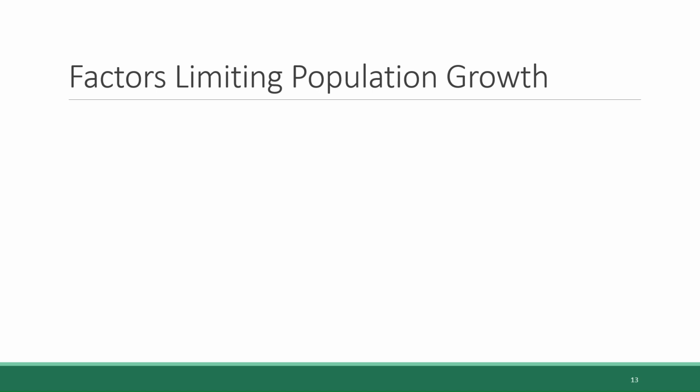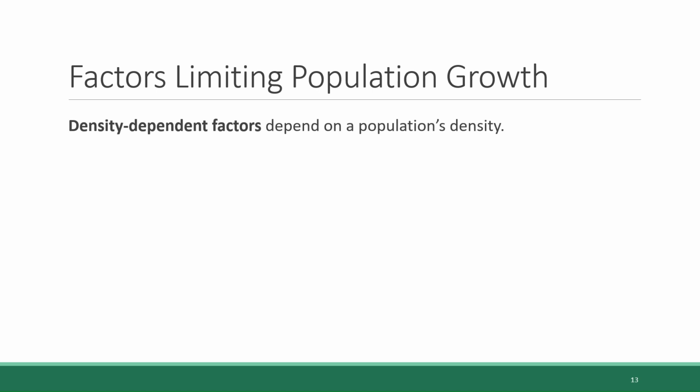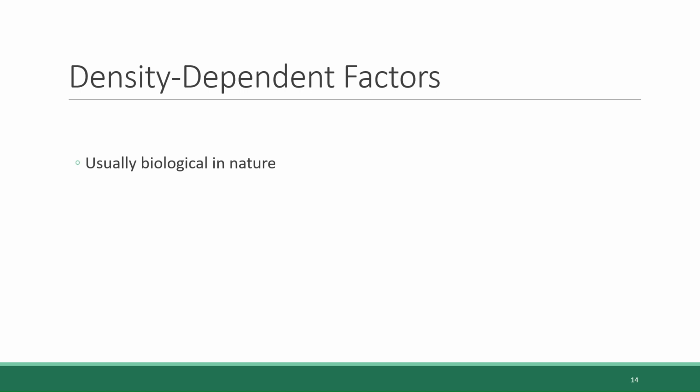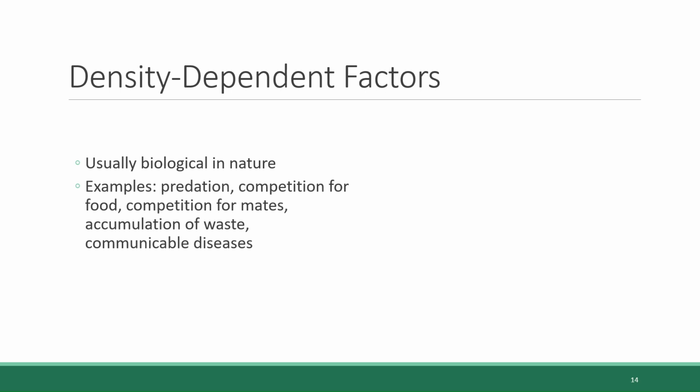Factors that limit population growth can be divided into two categories. Density dependent factors are ones that, as the name suggests, depend on the density of the population you are considering. Density independent factors are ones that are not influenced by a population's density. Density dependent factors are usually biological in nature. They include such things as predation, meaning the presence of predators, the competition for food, competition for mates, accumulation of waste in the environment, and the presence of communicable diseases.